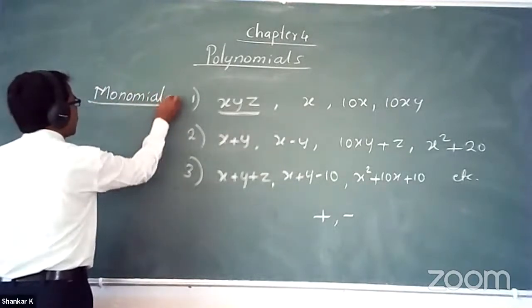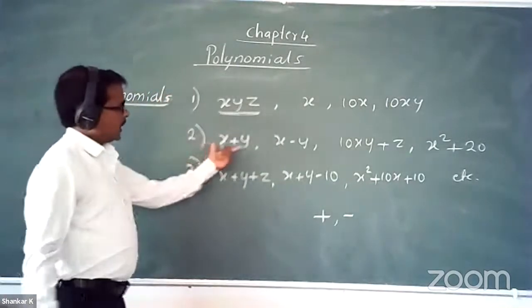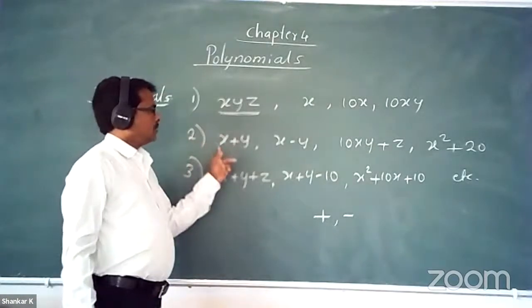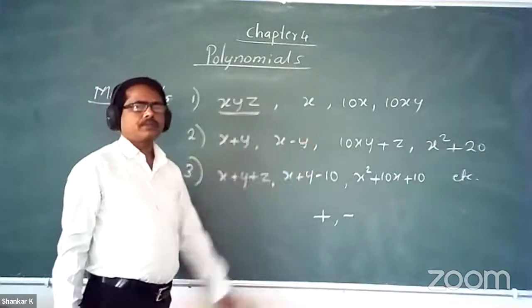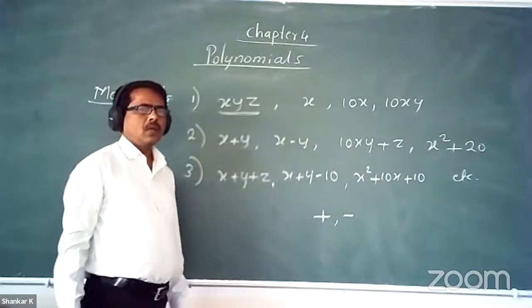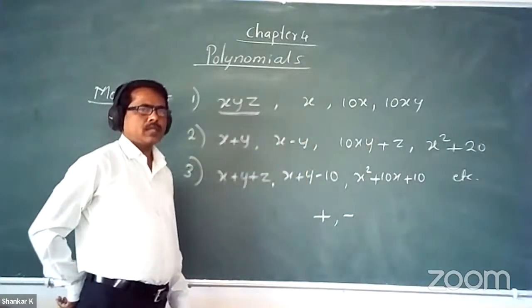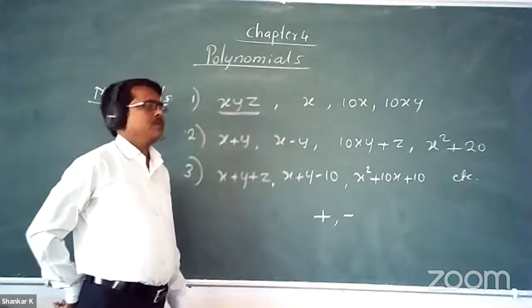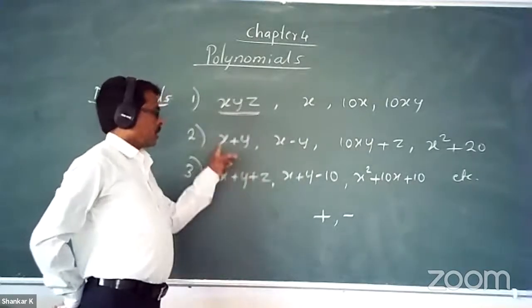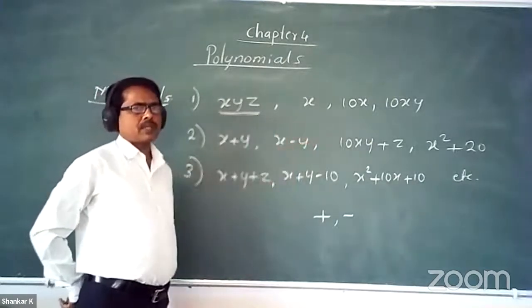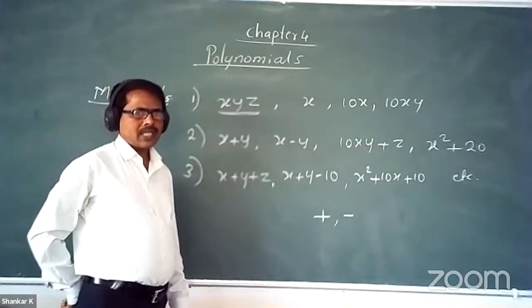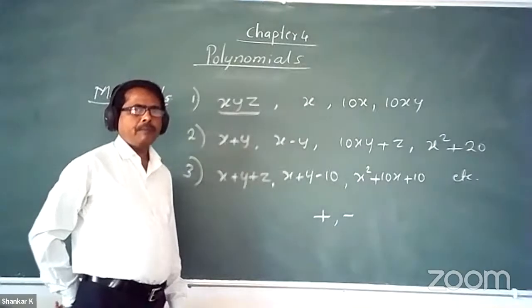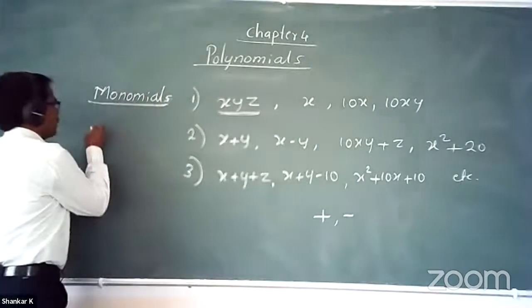Here, second example, each algebraic expression is having two terms. An algebraic expression which has two terms is known as a binomial. All the algebraic expressions here are having two terms, so such algebraic expressions are called binomials. These are binomials.